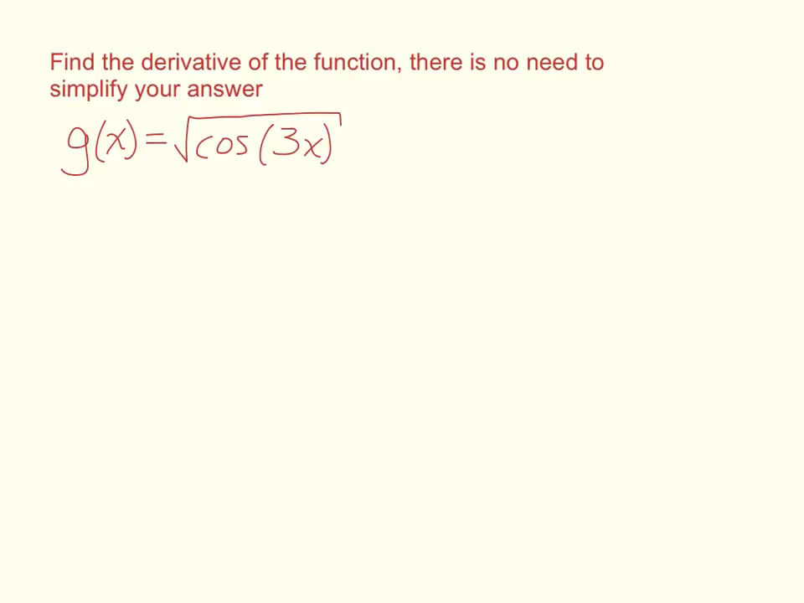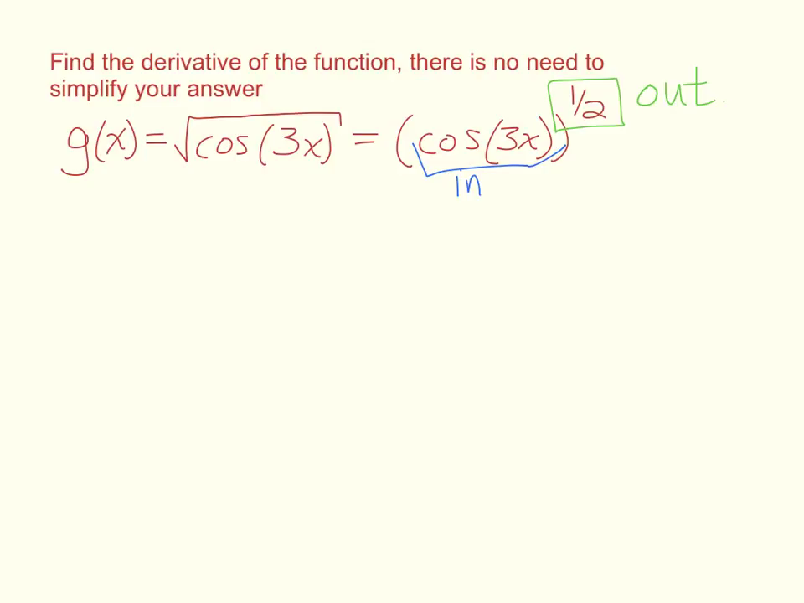I'm going to rewrite this to cosine 3x to the 1/2 power. When you rewrite it, it's much easier to see that you will have a chain rule derivative. You have a cosine 3x on the inside, you have a 1/2 power on the outside, so we will need to use chain rule.